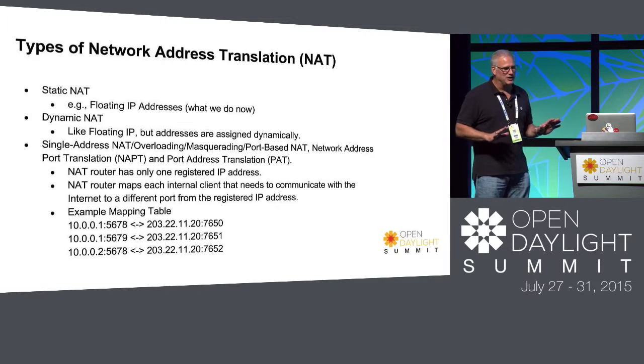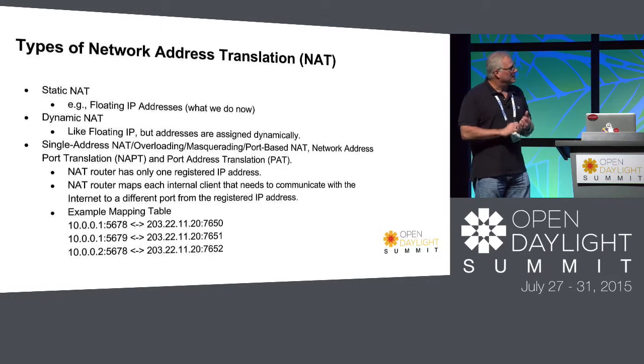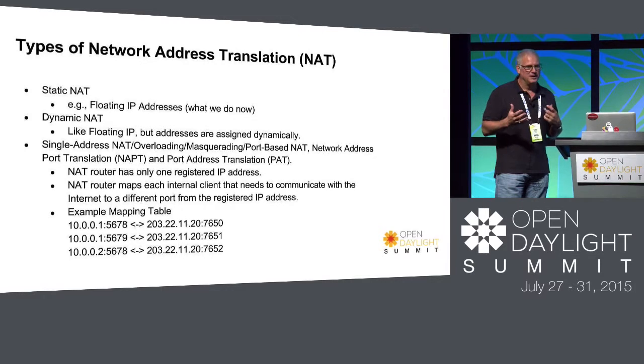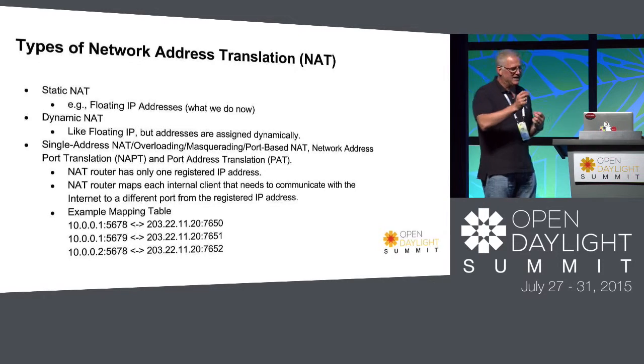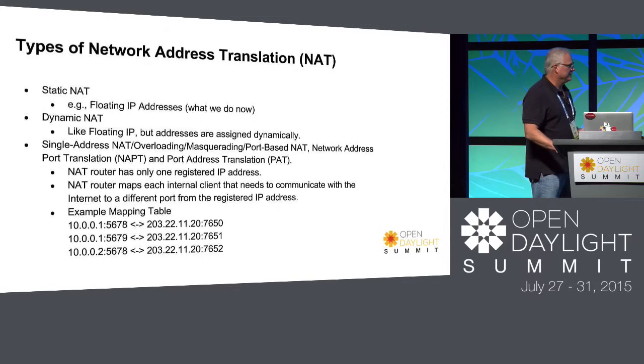I don't think the terminology is quite right, so I wanted to put up here the different types of NAT. There's static NAT, which is effectively what we do now with the floating IP. For every internal IP address there's a one-to-one mapping to an external IP address. When you go through that NAT function, it swaps the internal source IP address for an external one on the way out, and on the way back, swaps it back. We got that working.